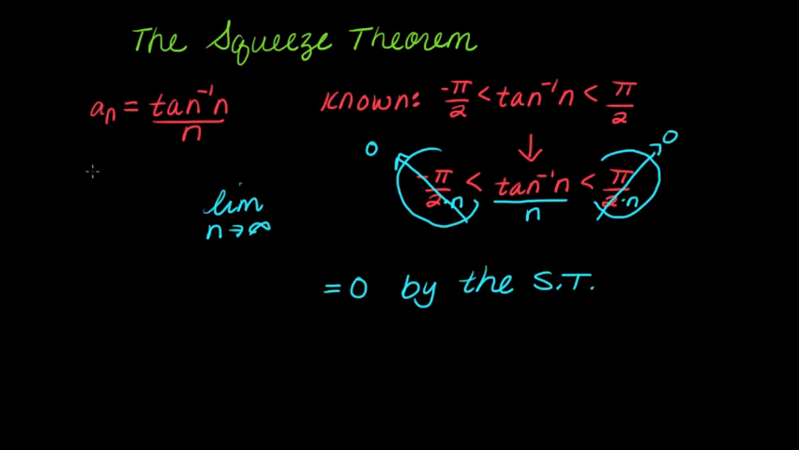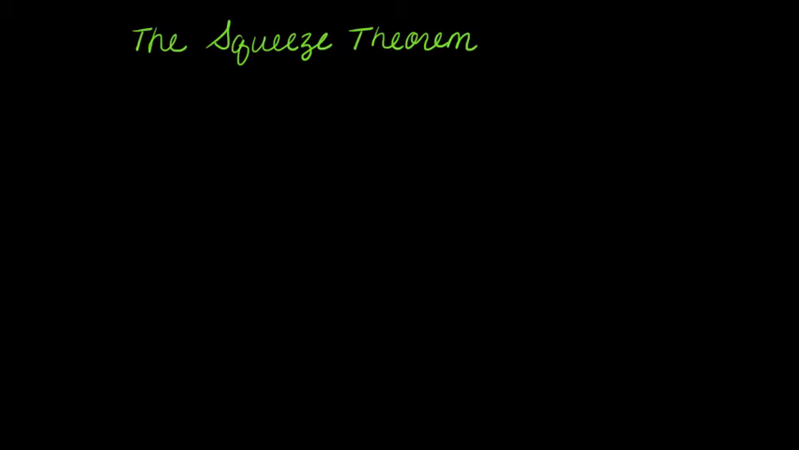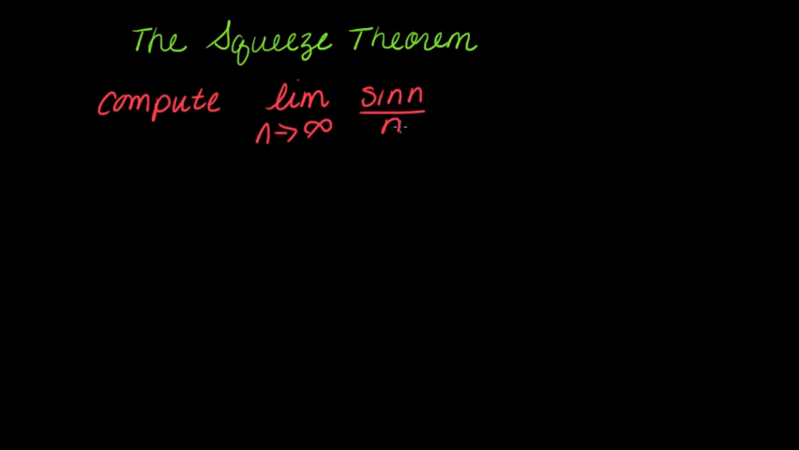Perfect. All right, for a final example, we're going to go ahead and do an easier one. So it wants to compute the limit as n goes to infinity. And the problem is sine n over n.